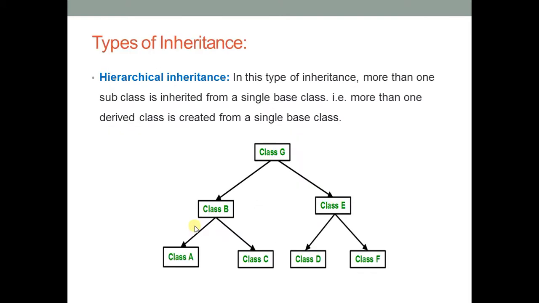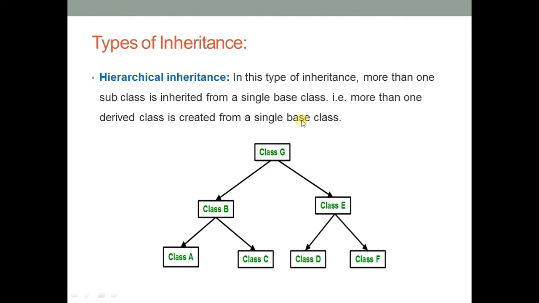Anyway, our fourth type of inheritance is hierarchical inheritance. Hierarchical is the opposite of multiple inheritance. In multiple inheritance there were many base classes but only one derived class. Hierarchical is like a tree-like structure. In this type of inheritance, more than one subclass, or derived class, is inherited from a single base class. That is, more than one derived class is created from a single class. Isn't it totally opposite of multiple inheritance?